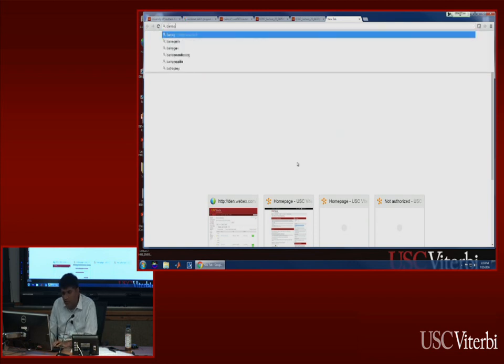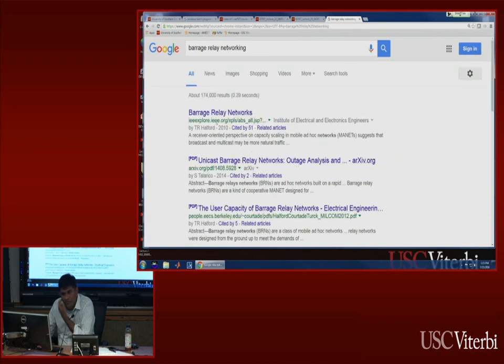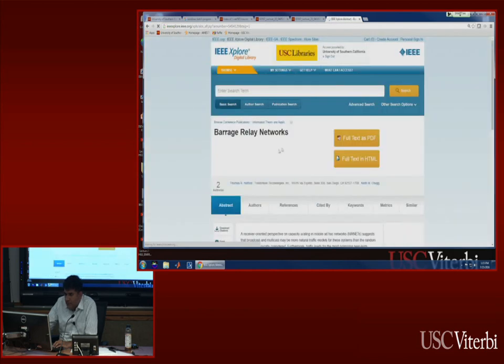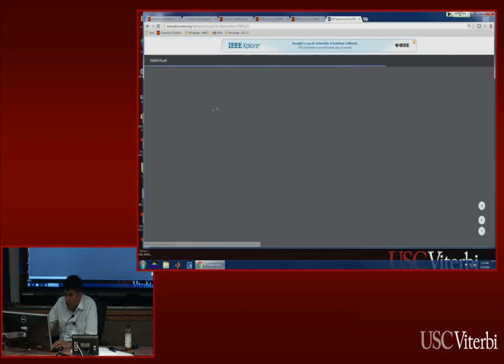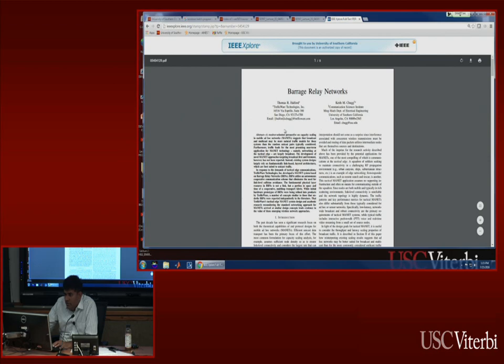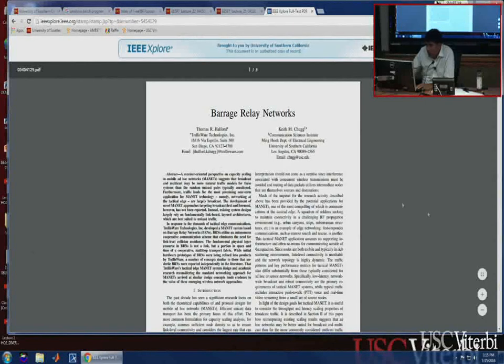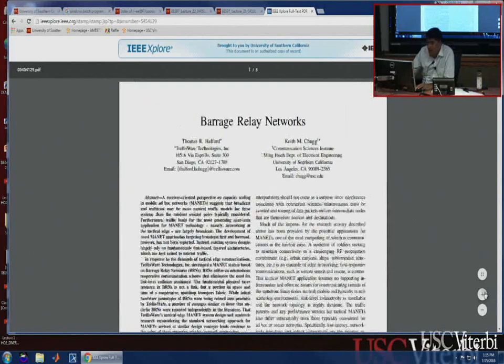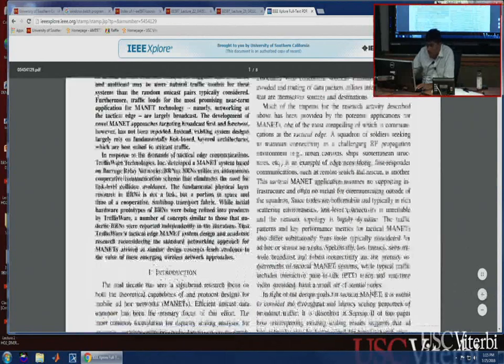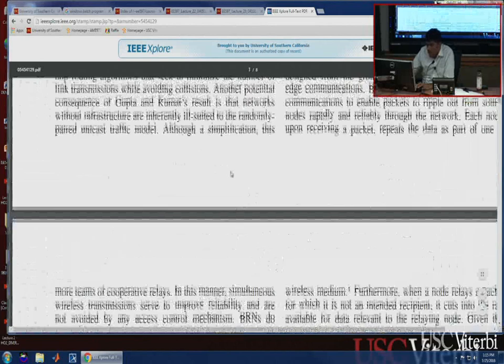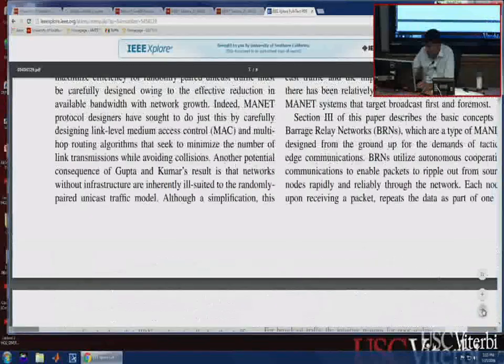So let's look at these two papers that I mentioned, and we'll have links to them up as well. So this is one paper about barrage relay from the folks at Trellisware, and you can see Professor Chugh here at USC is in fact one of the co-authors of the paper. He is a co-founder of Trellisware. So, I mean, they do have clearly an academic connection.